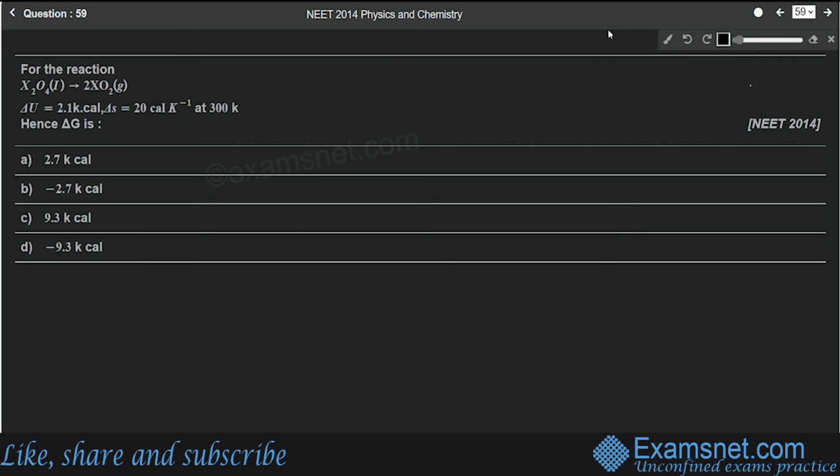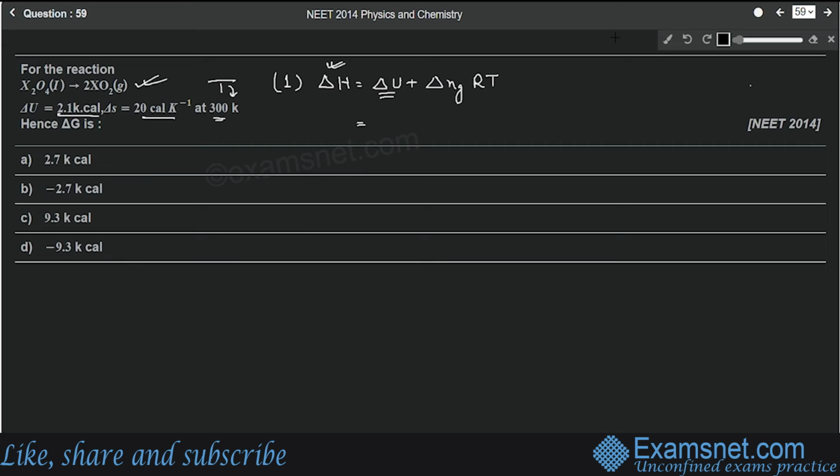Question number 59 is from the chapter thermodynamics, and the question is, for the reaction, this reaction is given delta U equals 2.1 kilocalorie, delta S equals 20 calorie per Kelvin at 300 Kelvin. That means temperature is 300 Kelvin. Hence delta G is. So in this question we'll use two different formulas. First we'll use the formula delta H equals delta U plus delta Ng RT. So using this equation we'll find the value of delta H, that is enthalpy change. Okay, so let's put the values.